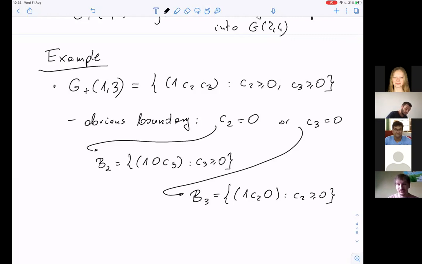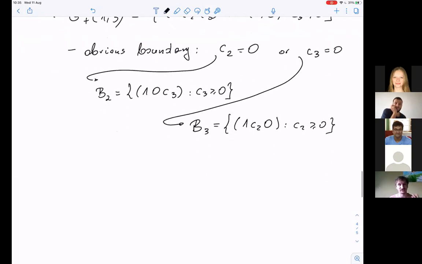But it turns out that there's a third boundary which we cannot see. Because we chose this parameterization of our matrix, we cannot see it explicitly in this patch of the Grassmannian. But there's another boundary, which is when C2 goes to infinity and C3 goes to infinity in a very particular way. So it turns out that there's a third boundary as well, a non-obvious one.